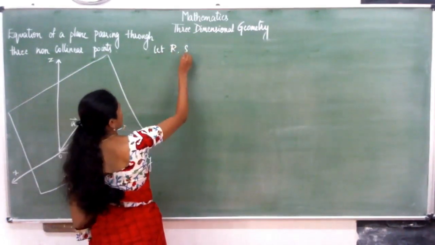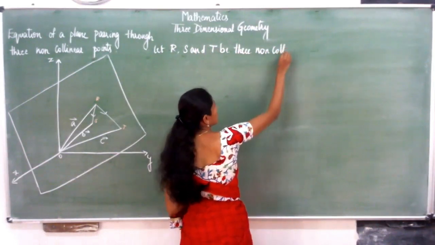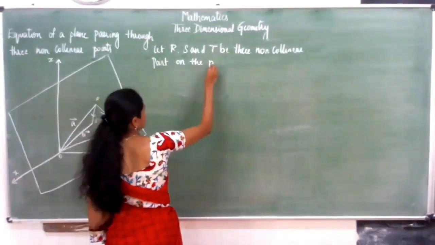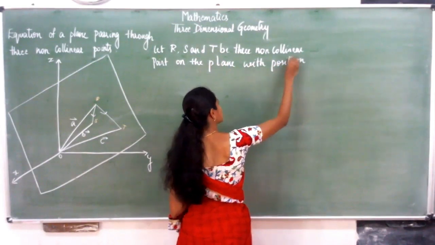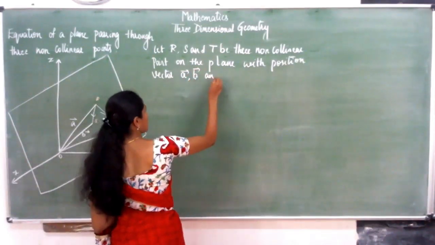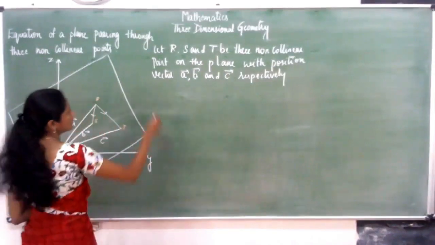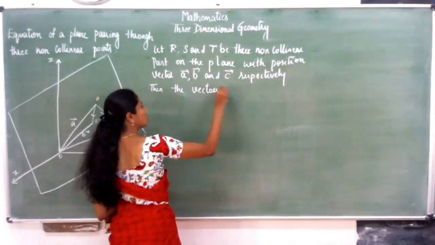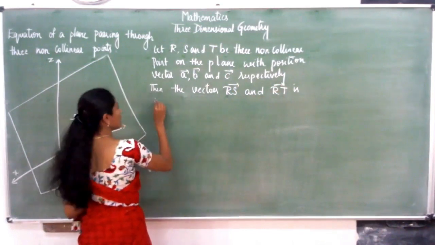Let R, S and T be 3 non-collinear points on the plane with position vector A, vector B and vector C respectively. We have then the vectors RS and RT in the given plane.